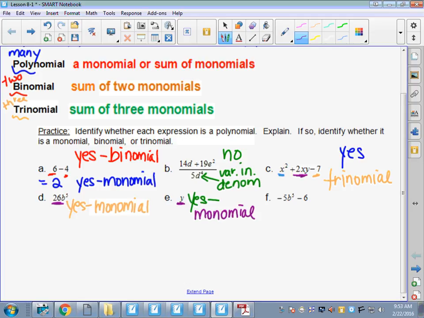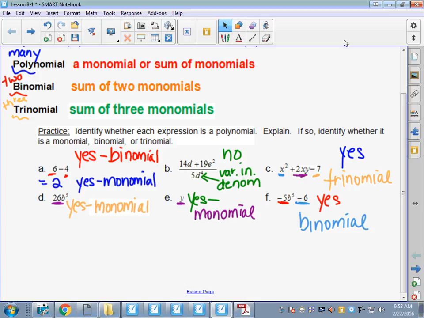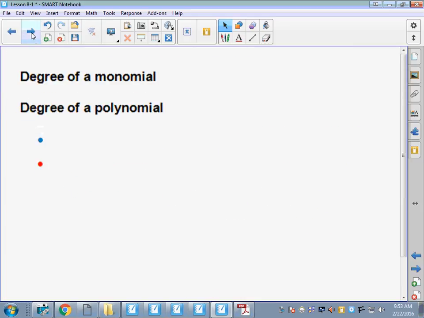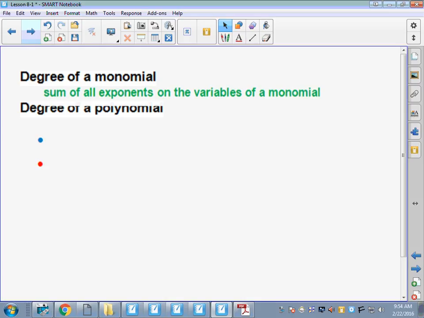And last but not least, F, negative 5b to the 5th minus 6. Nothing wrong with this guy, so yes, it is a polynomial. I see 1, a negative 5b to the 5th, and 2, a negative 6. So a binomial for that one. Right, so identifying how many terms there are. So now let's talk about degrees. There's 2 separate things to look at, degree of a monomial and degree of a polynomial. So the degree of a monomial is when you add up all your exponents on the variables. Sum of all the exponents on the variables.